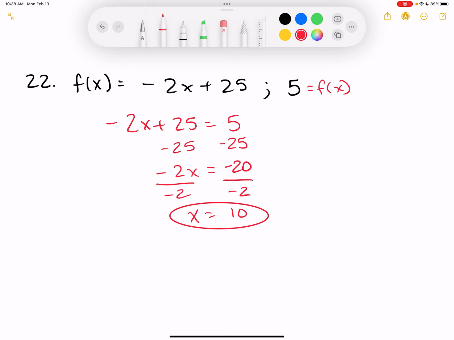Good. Alright, so I'm going to give you a couple here to do, and then tomorrow we'll basically more or less be doing the same thing, but we'll actually plot the points that we get from it. 3, 5, 15 and 17.